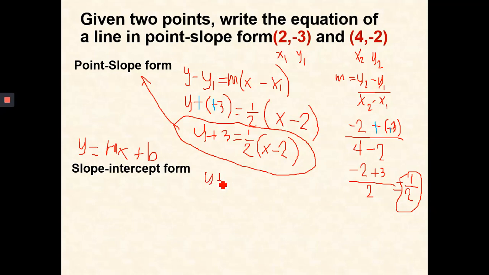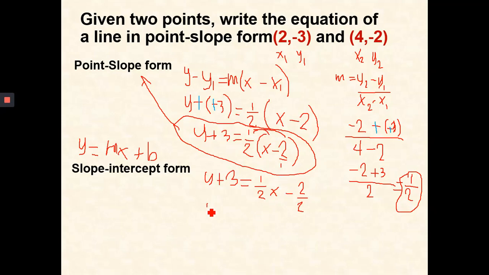y plus 3 equals 1/2. What are we going to do with this one? We're going to apply the distributive property. 1/2 times x, that is 1/2 x. Then what is 1 times 2? That is 2. All over, what is the denominator of 2 here? That is 1. So 2 times 1, that is 2. And positive times negative, that is negative.